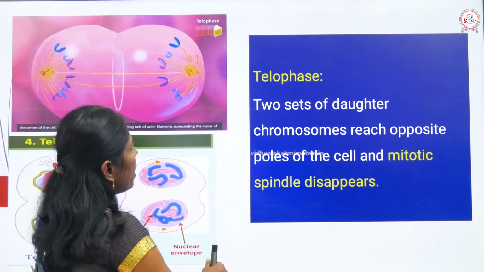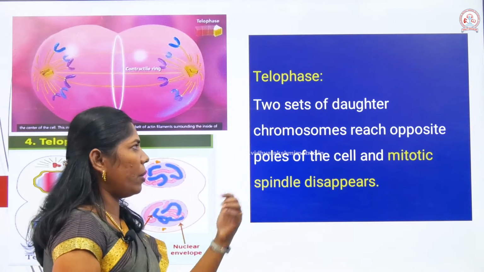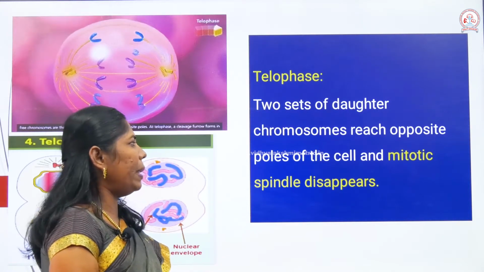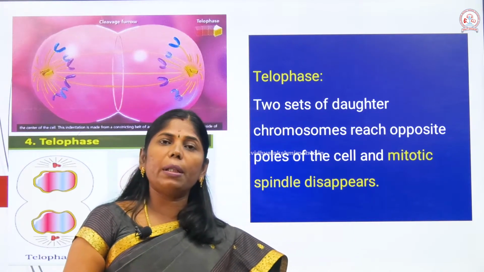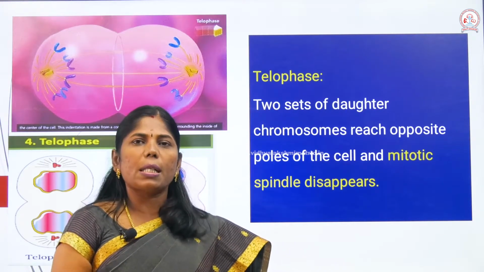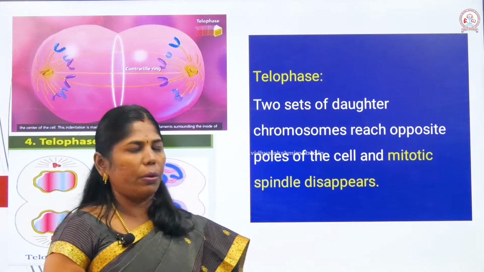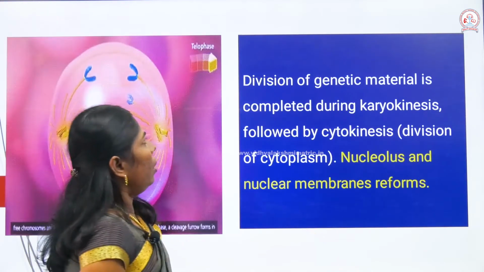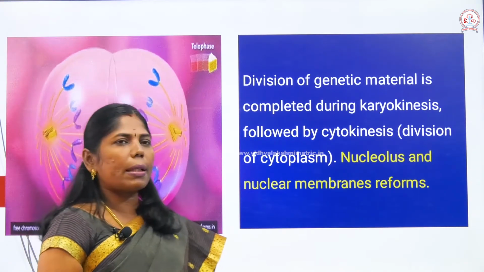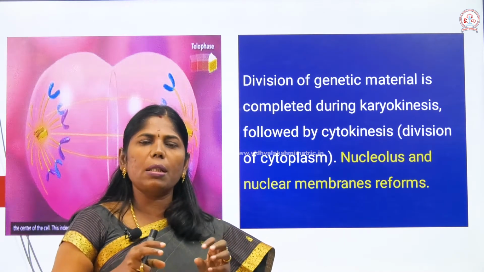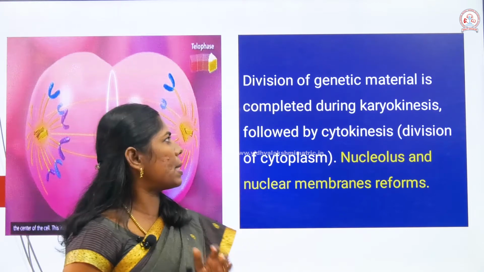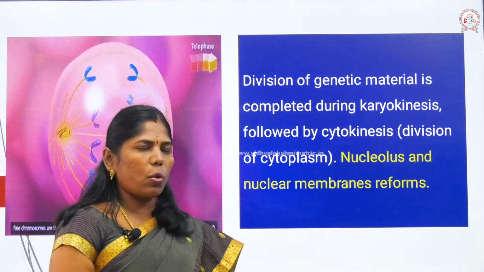So the two sets of daughter chromosomes reach opposite poles of the cell and the mitotic spindle fibers disappear. Actually, the mitotic spindle fibers appear during the prophase, so here they disappear. And the division of the genetic material is completed. So all the genetic material in the nucleus will be divided during karyokinesis, followed by cytokinesis.